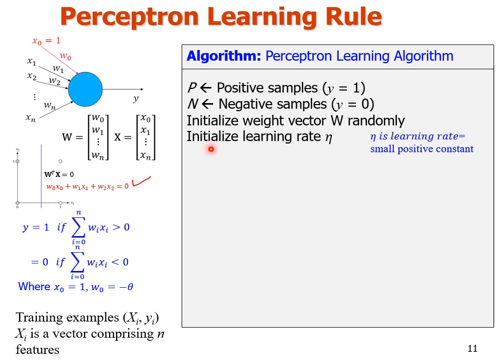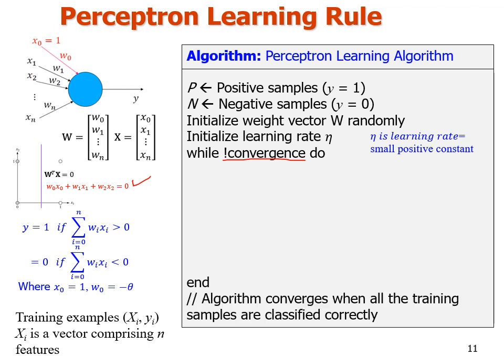And now comes the important part of this algorithm, the body of this algorithm. This is an iterative algorithm, so we have a while loop with the condition: while not convergence, do. And what is the convergence condition here? As this is a learning algorithm, it is said to have converged when all the training samples are classified correctly. So till there is convergence, we are going to iterate.